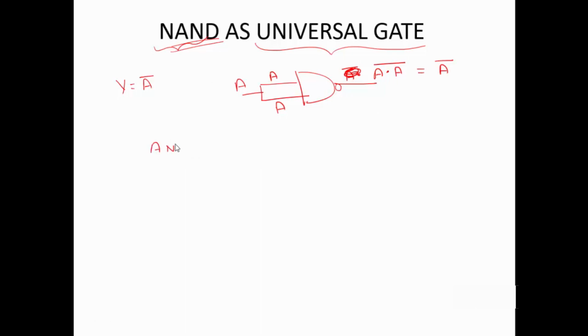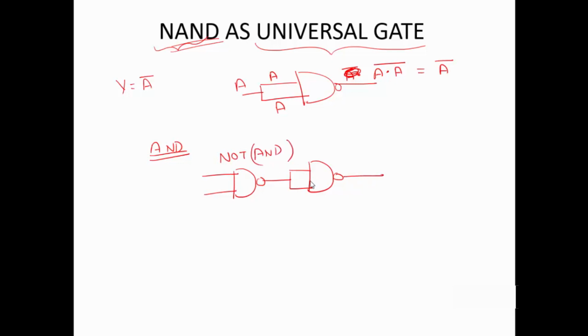Similarly, if someone asks you to implement an AND gate, you already know the NAND gate is NOT of AND. If you apply one more NAND gate here, so it is already NOT of AND, then NOT of NOT of AND gives AND.